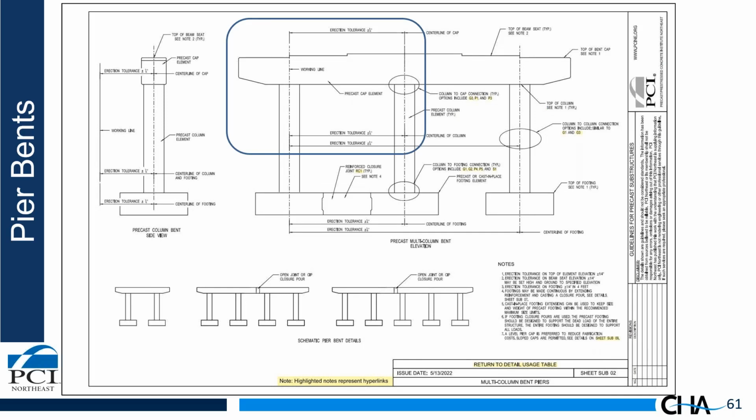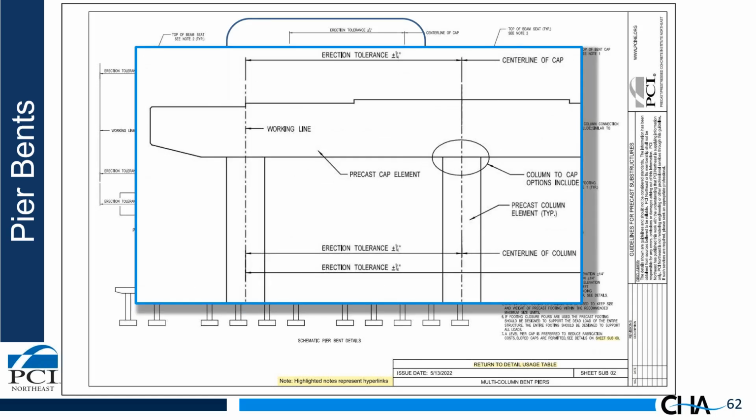Let's take a look at this section of this detail. We talk about tolerances. As I mentioned before, tolerances are very important. So we've included erection tolerances, in this case for columns. We note that all tolerances should be measured off one common working line. And then we have tolerances below as well.